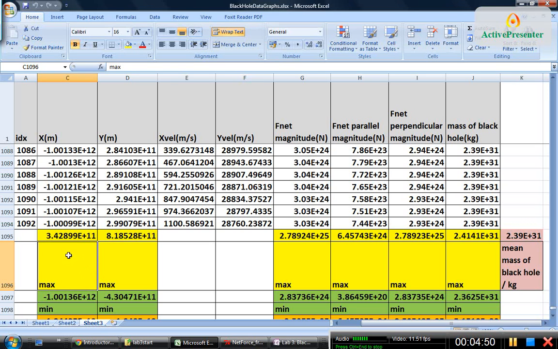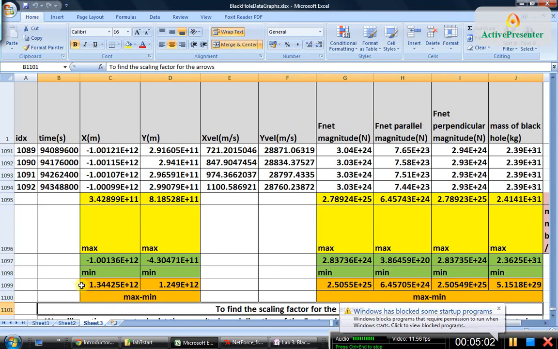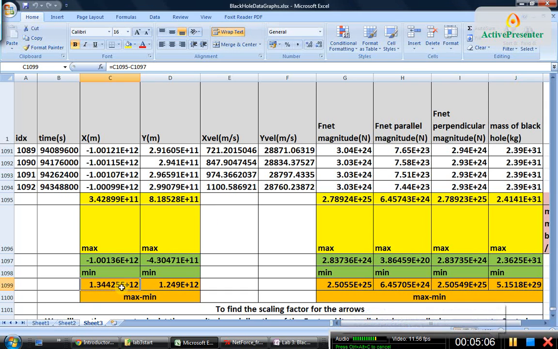If you find the maximum x coordinate, it is 10^11, and the minimum x coordinate is minus 1 × 10^12. So the difference between the maximum and minimum is 1.3 × 10^12.